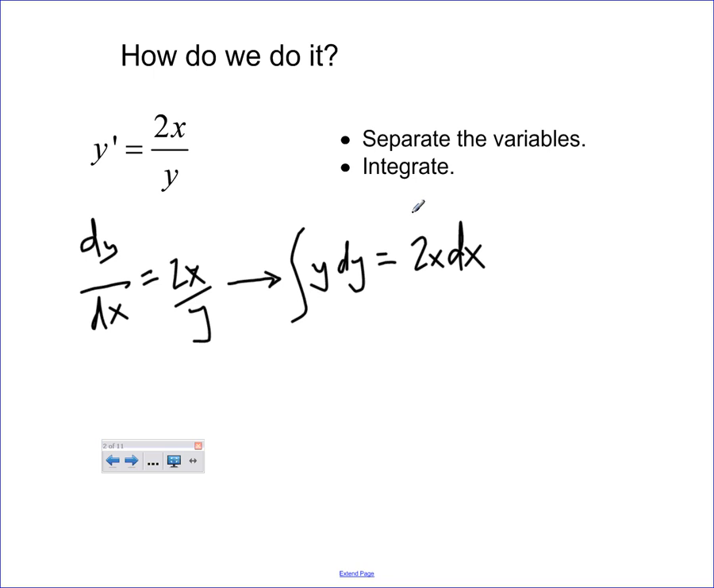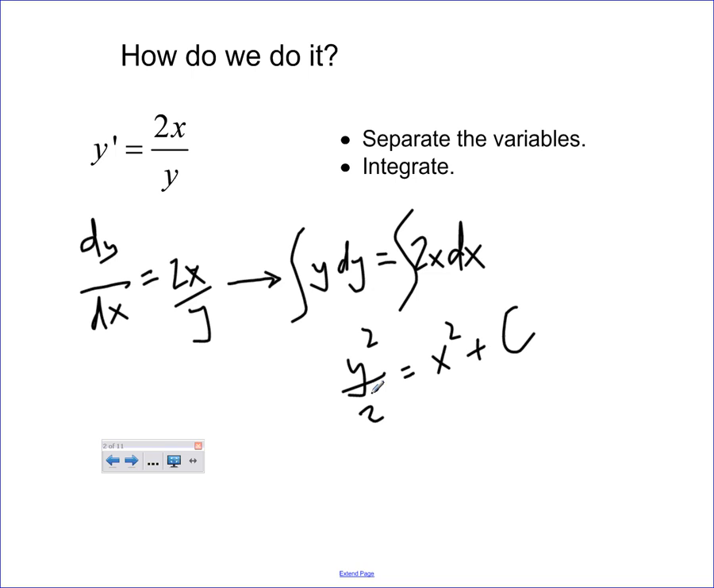So we'll integrate this side, and we'll integrate that side. The integral of y is y squared over 2. The integral of 2x is 2x squared over 2, or just x squared, and we'll add a constant. We'll add just the constant to one side, because if I add 2 to this side and 5 to that side, I might as well just add 3 to one side or the other.